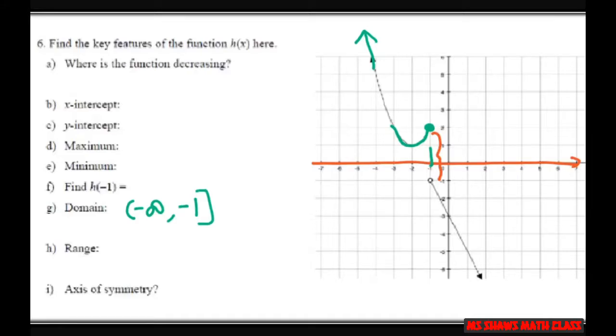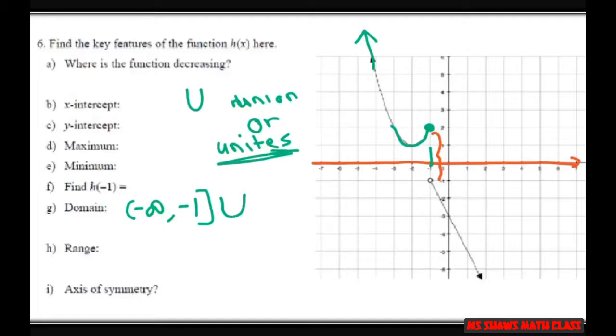We have another piece. So when you have another piece, you're going to write this union sign. So this means union. It also means or. And some teachers say unites. I don't say this too much because you don't say it when you get in higher math. I remember this is the or statement because I can write or like that.